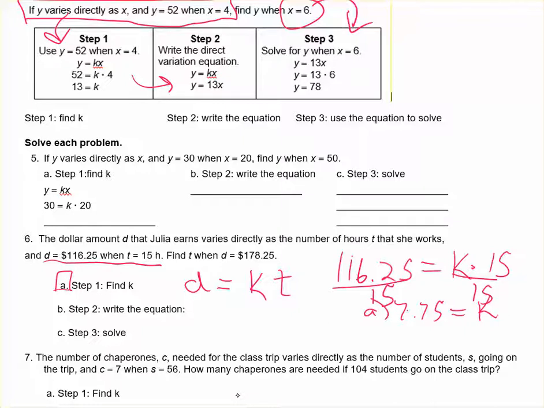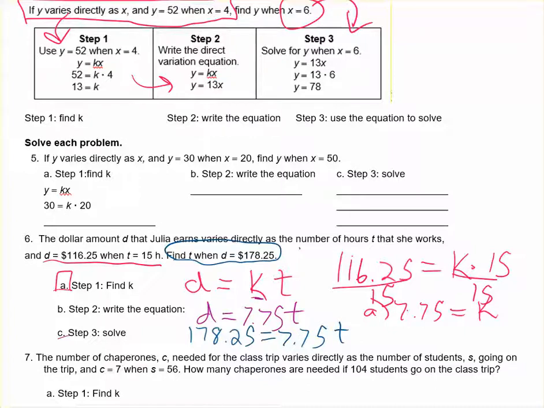For B, we need to write the equation. All we do is we take what we got for K and we replace it right here. So D is equal to 7.75 T. And then C, our last step, is to solve using that last piece of information they gave us, which is find T when D equals 178.25. So I'm going to replace D with 178.25, and the rest of the equation will stay the same.